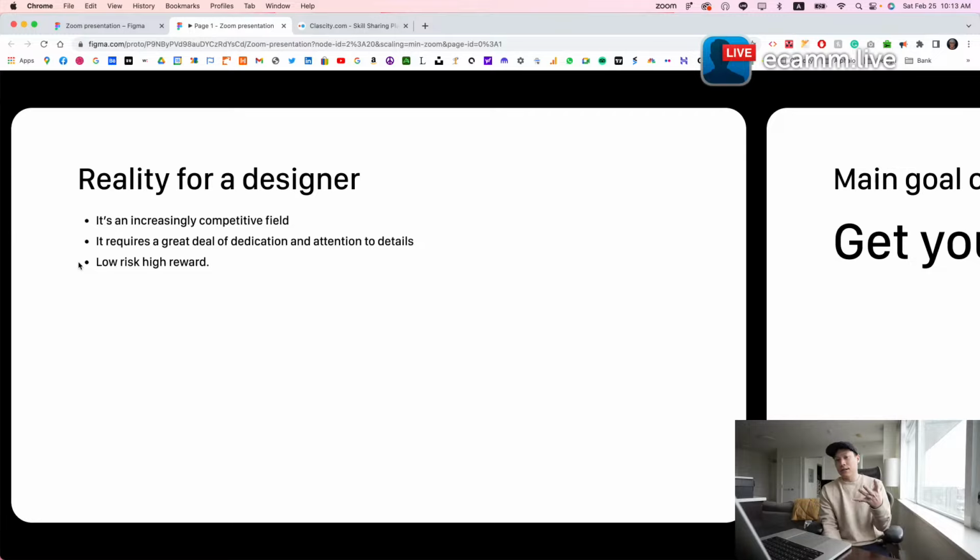Lastly, I feel like the graphic design field right now, especially UX, is sort of low risk and high reward. Why would I say that? Because as a designer right now, especially in UI and UX, you don't really need a lot of degrees or whatever to support your career. You can totally learn the whole thing online. There are a lot of channels right now.